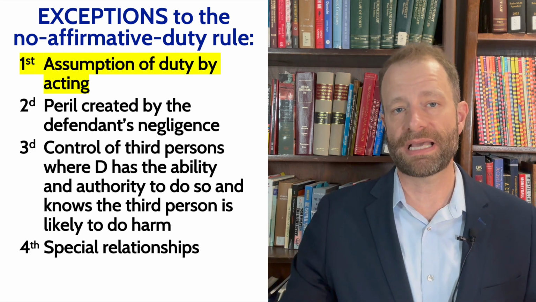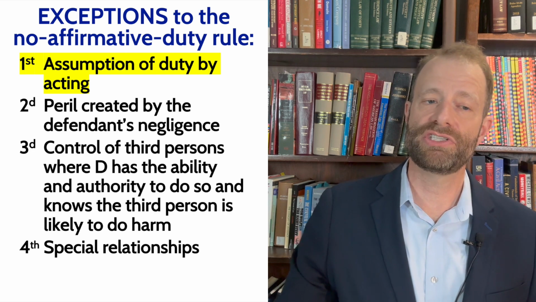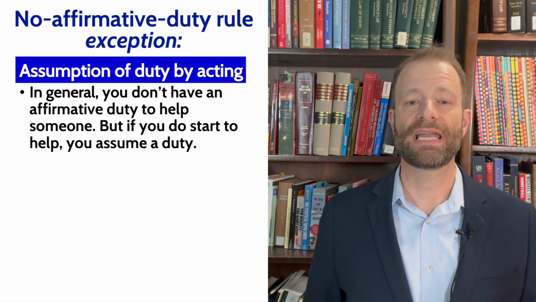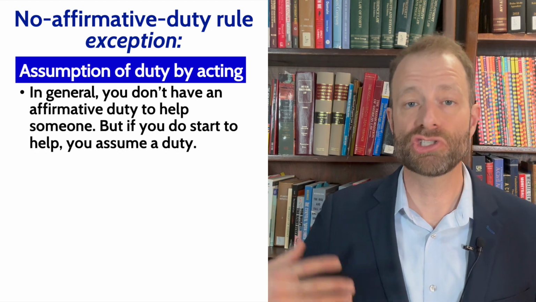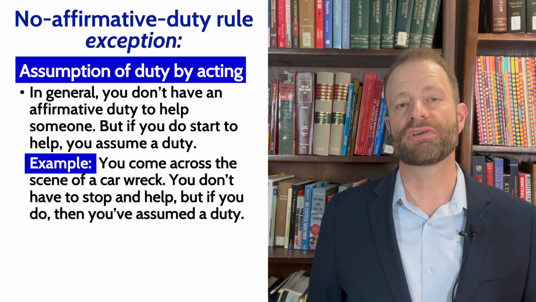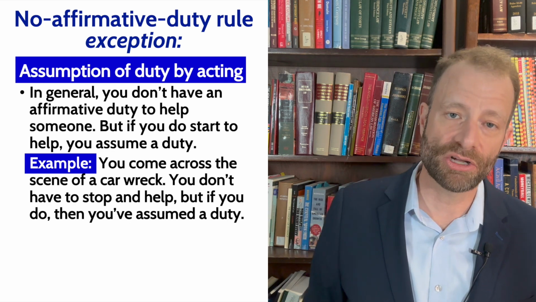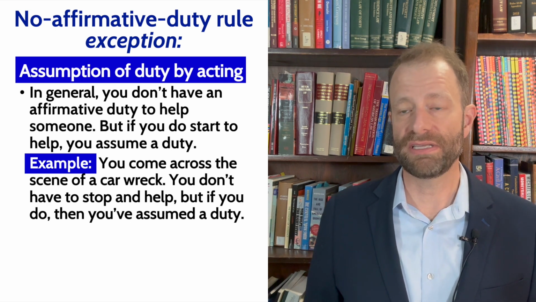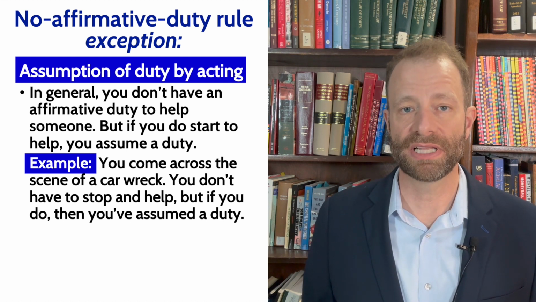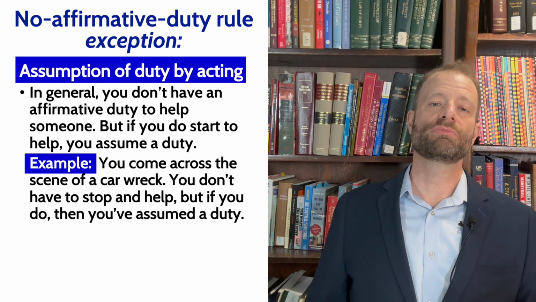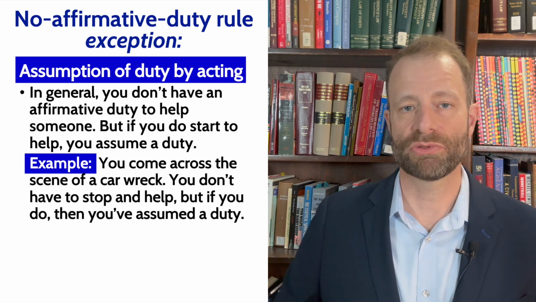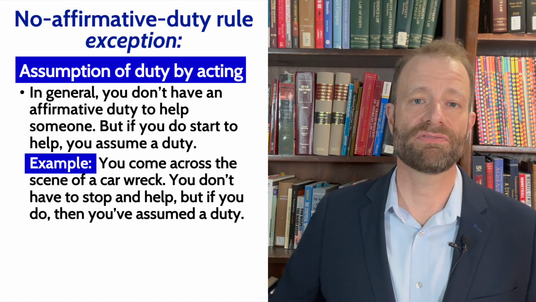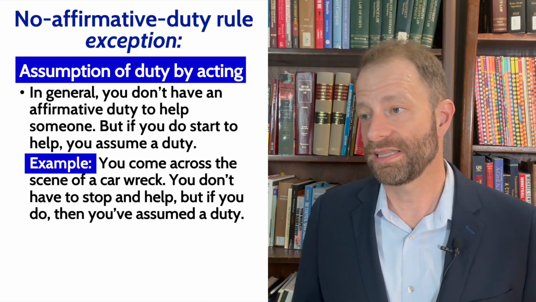So let's talk about that first exception to the general no affirmative duty rule, which is assumption of duty by acting. In general, you don't have an affirmative duty to come and help someone, but if you start to help them, you assume a duty. So for example, let's say that you come across the scene of a car wreck and you stop to help. You didn't have to stop and help, but once you did stop to help, now you have a duty to be non-negligent, to act reasonably in what you do when you're there. So once you've assumed a duty, you have to do it in a way that is in accordance with reasonable care. And if you don't, you can be on the hook for negligence liability, including leaving then without calling for help or rendering any aid. That could be something that the reasonable person wouldn't do.